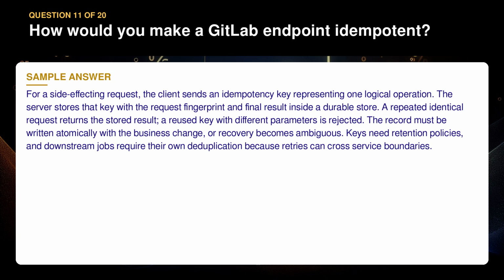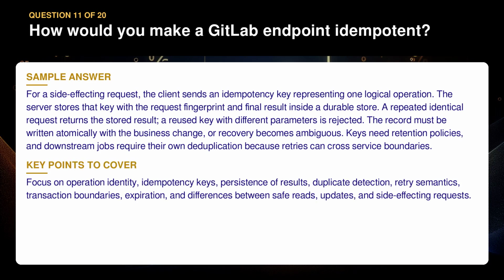Keys need retention policies, and downstream jobs require their own deduplication because retries can cross service boundaries. Focus on operation identity, idempotency keys, persistence of results, duplicate detection, retry semantics, transaction boundaries, expiration, and differences between safe reads, updates, and side-effecting requests.